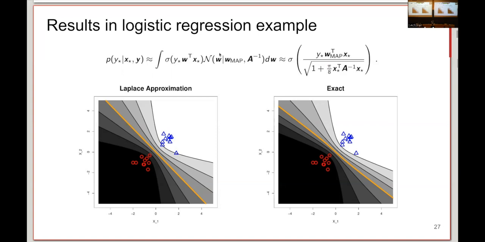And then we use this approximation: integrating a Gaussian with respect to a logistic function is approximated by a logistic function with some extra terms that come here. These extra terms are going to increase uncertainty.